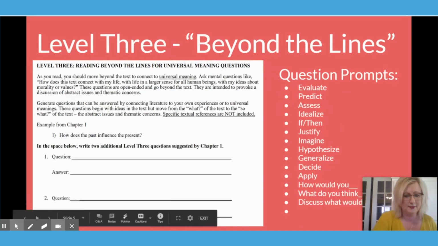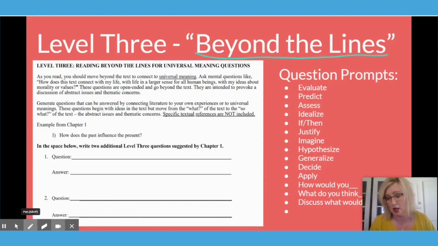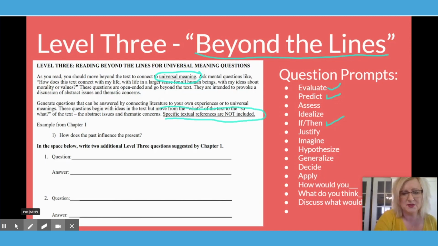Let's go to a level 3. And for a level 3, we say that it is beyond the lines. Our question prompts here, this is our evaluate and make predictions. Maybe an if-then statement. It is something that is more universal in meaning. And please note this, specific textual references are not included. Notice here, there is no evidence needed from the text to answer this question.